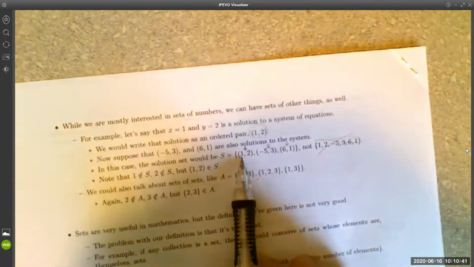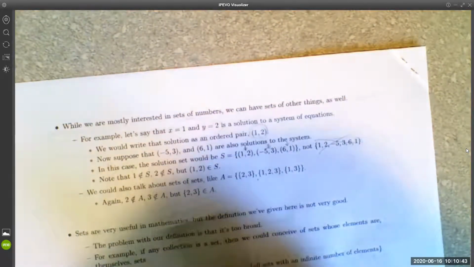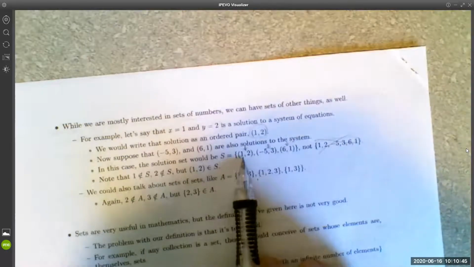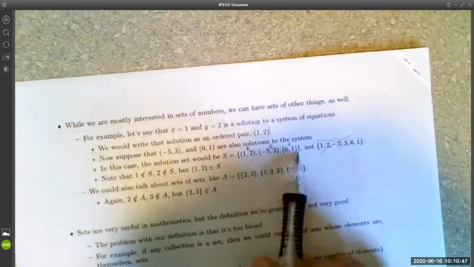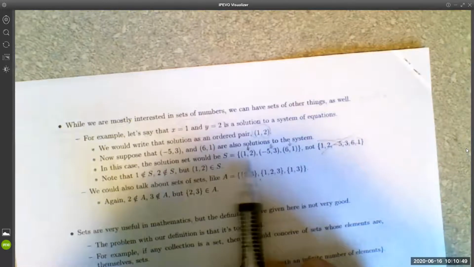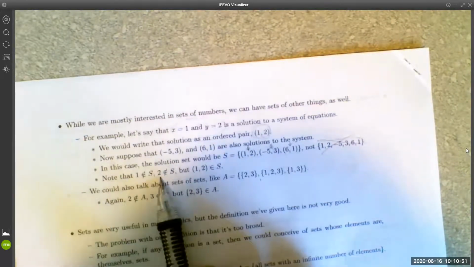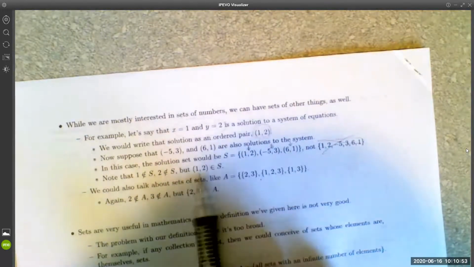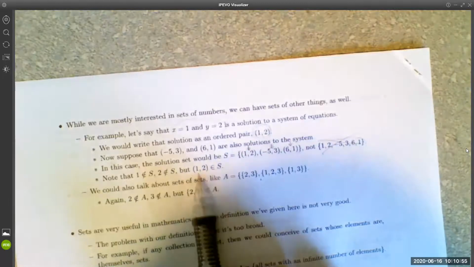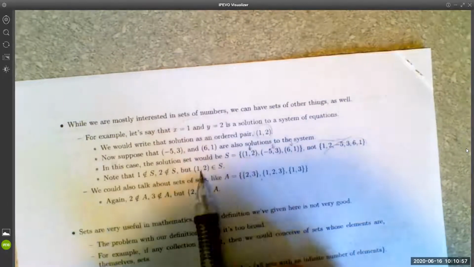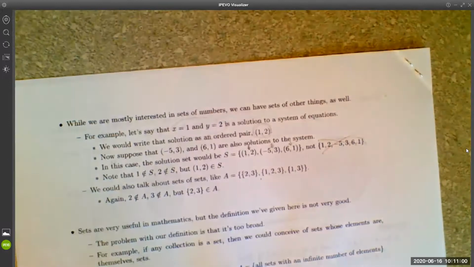You might think, well, but there it is. There's 1 right there. But 1 is a real number, and this set does not contain any real numbers. This set contains ordered pairs. So 1 is not in S, 2 is not in S, but the ordered pair (1, 2), that is an element of S, right? So hopefully that makes sense.